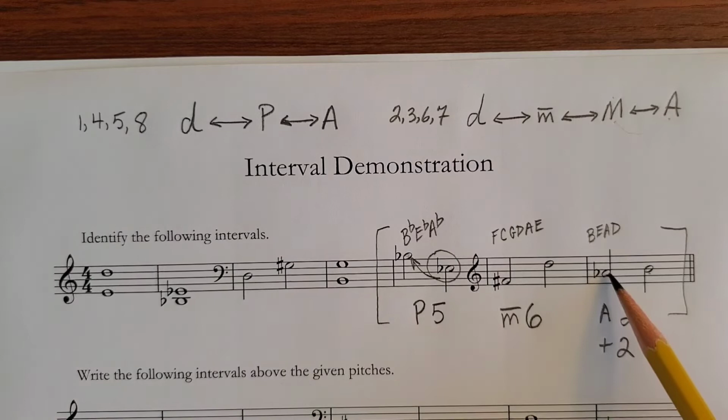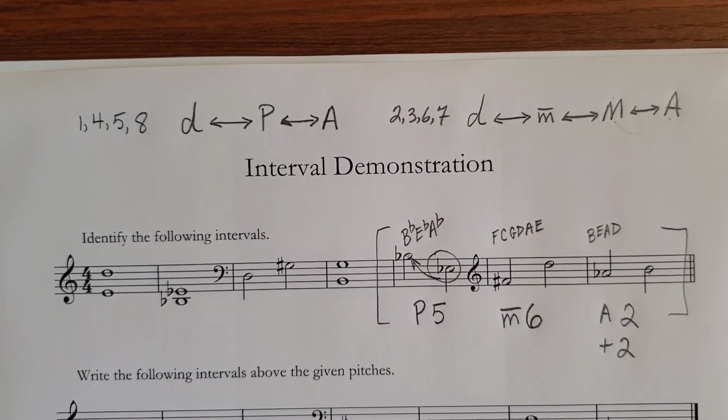A minor third would be A flat to C flat. Notice that A flat to C flat, which is a minor third, and A flat to B natural, which is an augmented second, are enharmonic intervals. They sound the same, but they're spelled differently.